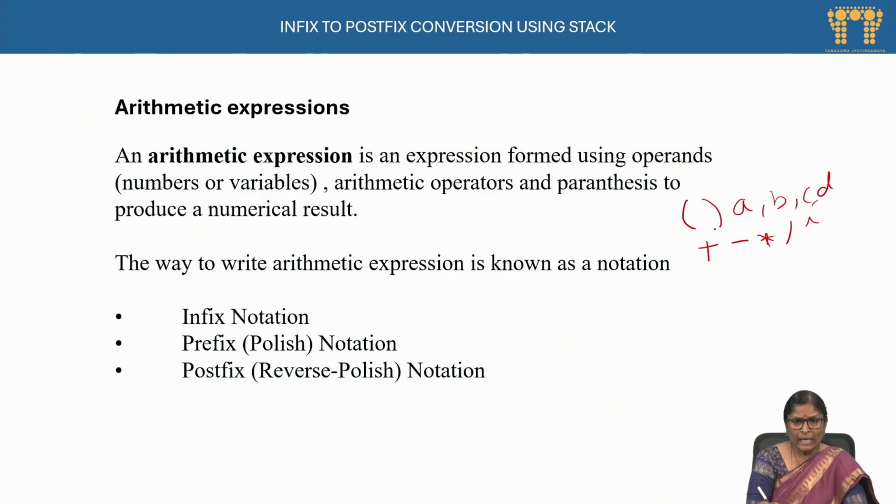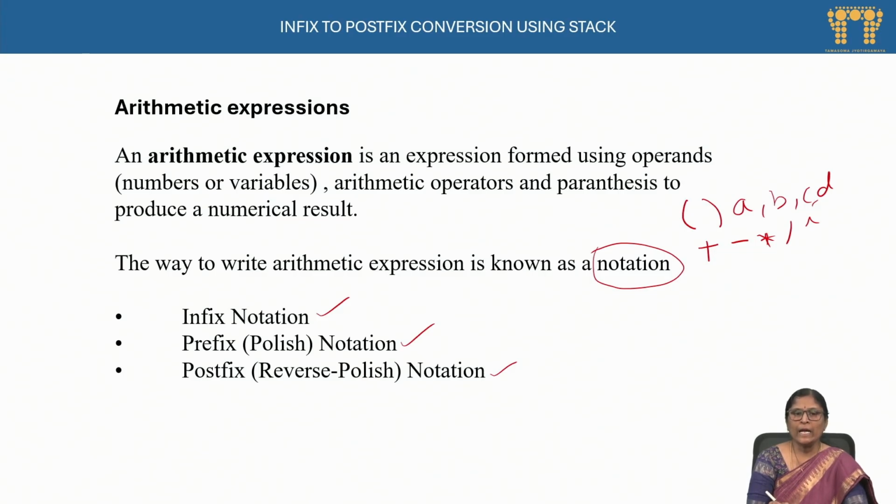Now this arithmetic expression can be written in the form of a notation. The way you write the arithmetic expression is known as the notation. There are three types of notations for an arithmetic expression: infix notation, prefix notation, which is also called the Polish notation, and postfix notation, which is also called the reverse Polish notation.